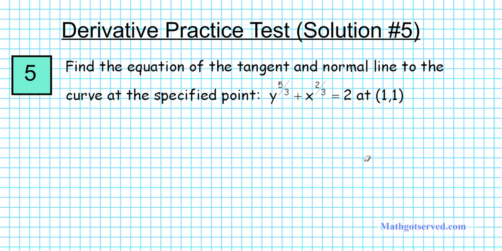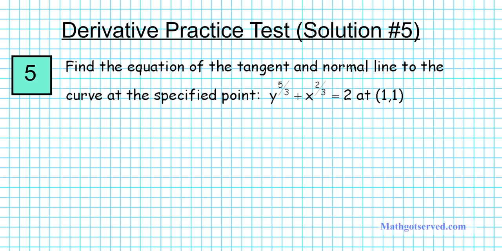Let's take a look at question 5. We are to find the equation of the tangent and normal line to the curve at the specified point. The curve under consideration has equation y to the 5/3 plus x to the 2/3 equals 2 at (1, 1). In order to write down the equation of the tangent and the normal lines, we simply need a point and the slope.